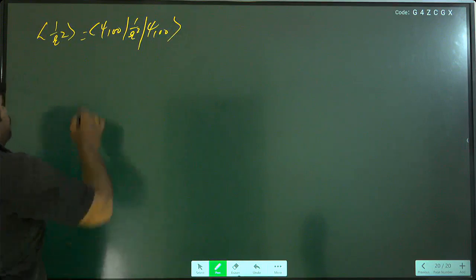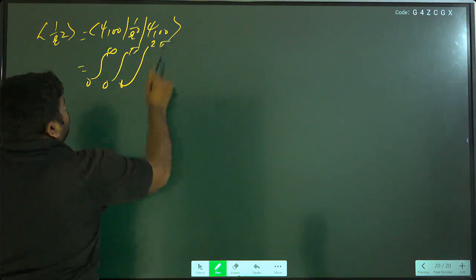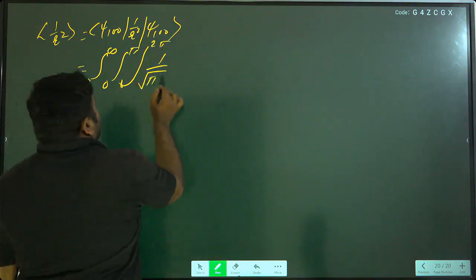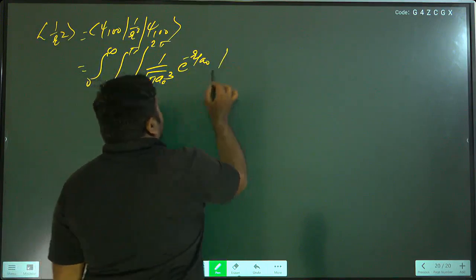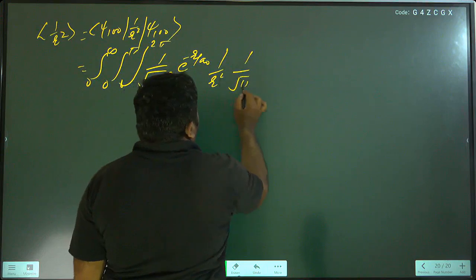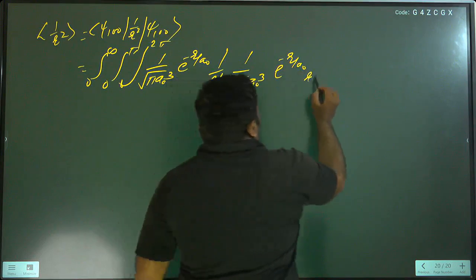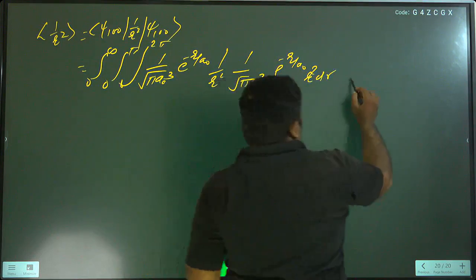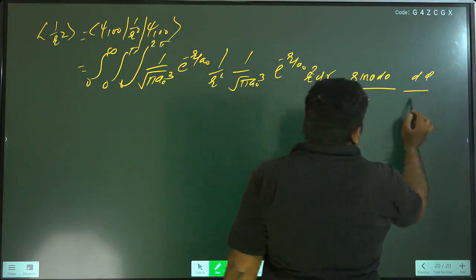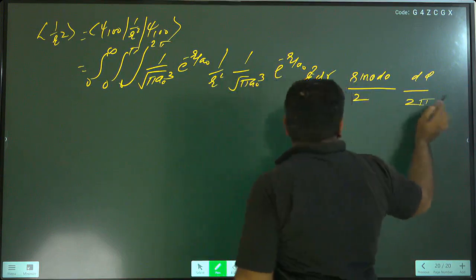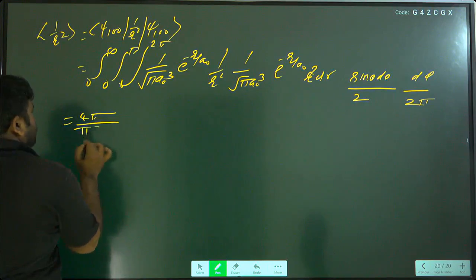Given the function is normalized, the integration is from 0 to infinity, 0 to pi, 0 to 2 pi, of 1 upon under root pi a naught cube e to the power minus r upon a naught, into 1 upon r square, into 1 upon under root pi a naught cube e to the power minus r upon a naught, into r square dr sin theta d theta d phi, which gives 4 pi. Okay, this is equal to how much? 4 pi upon pi a naught cube.